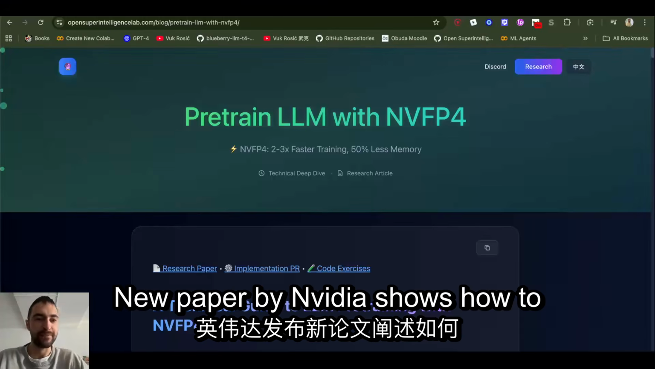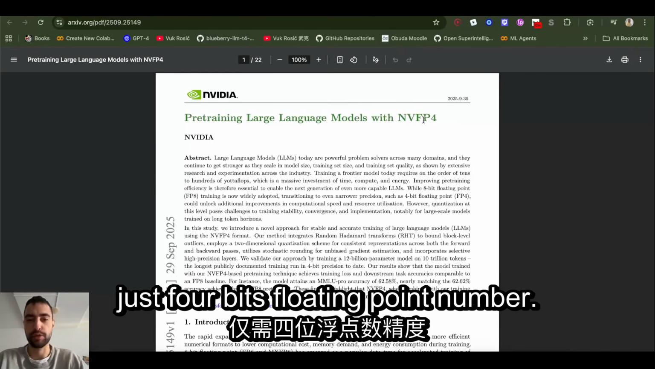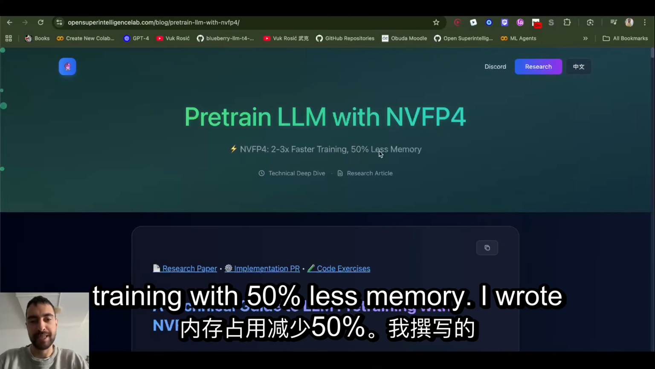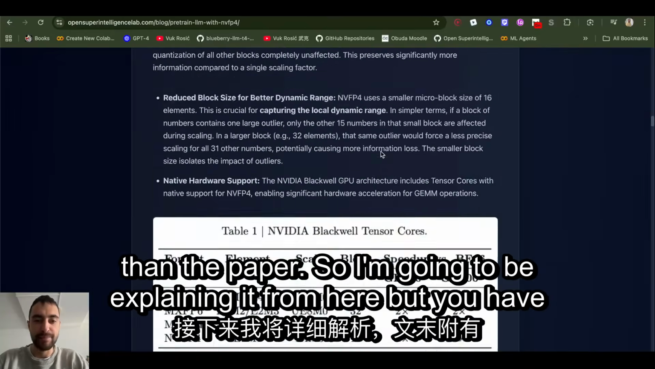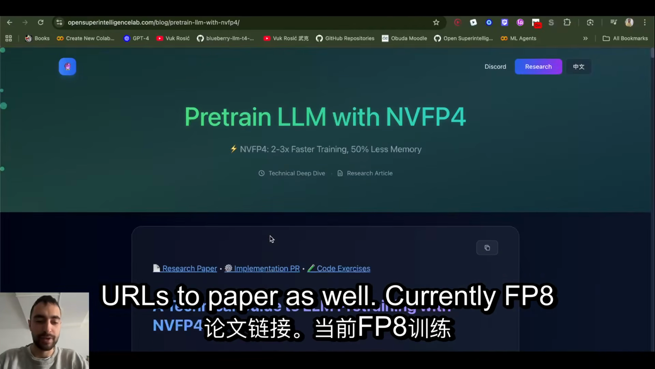New paper by Nvidia shows how to pre-train large language models in FP4, just 4-bit floating point numbers. They achieve 2 to 3 times faster training with 50% less memory. I wrote this blog, which is easier to understand than the paper, so I'm going to be explaining it from here, but you have URLs to the paper as well.